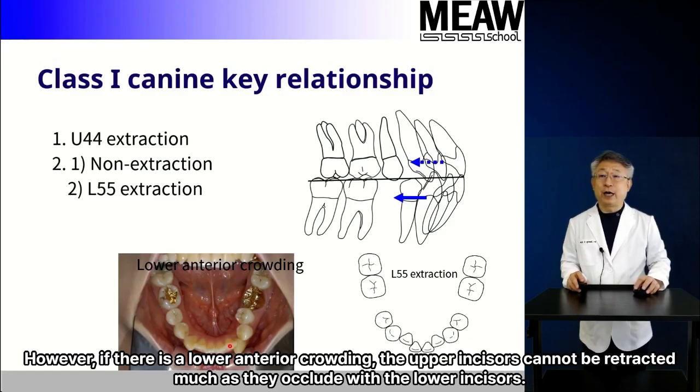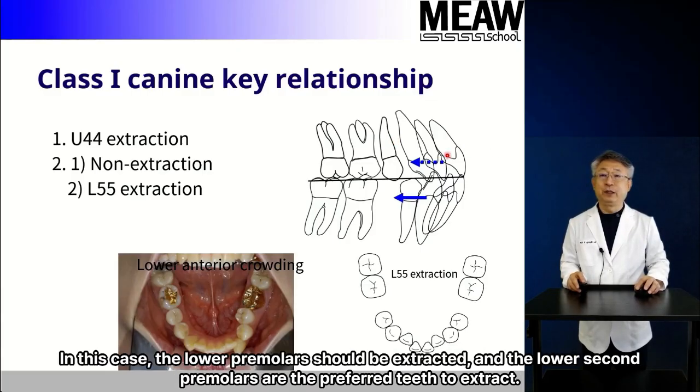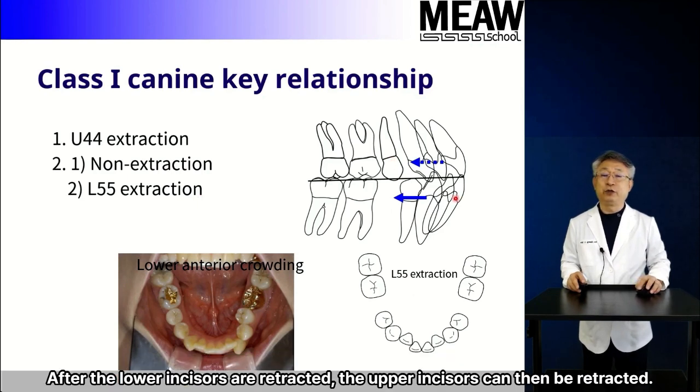However, if there is a lower anterior crowding, the upper incisors cannot be retracted much as they occlude with the lower incisors. In this case, the lower premolars should be extracted, and the lower second premolars are the preferred teeth to extract. After the lower incisors are retracted, the upper incisors can then be retracted.